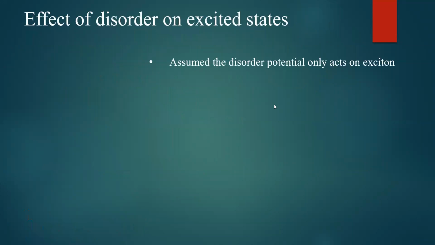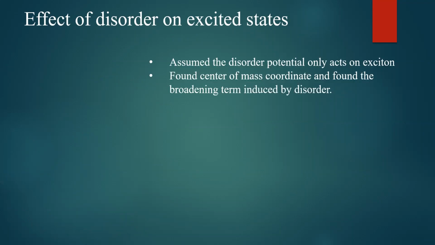So to start with, we assumed that the disorder potential only acted on the exciton as a single entity. So instead of looking at the individual effects on the electron and the positron in the exciton, we looked at the center of mass of the exciton and found the broadening term induced by disorder on the exciton from that center of mass coordinate.